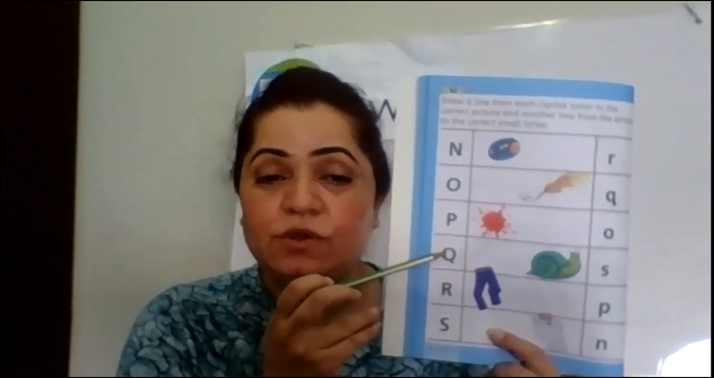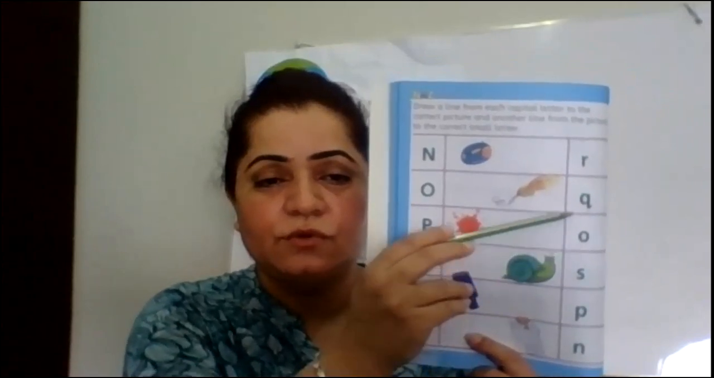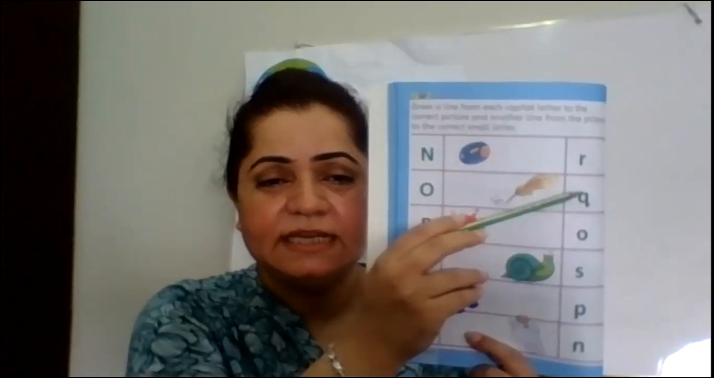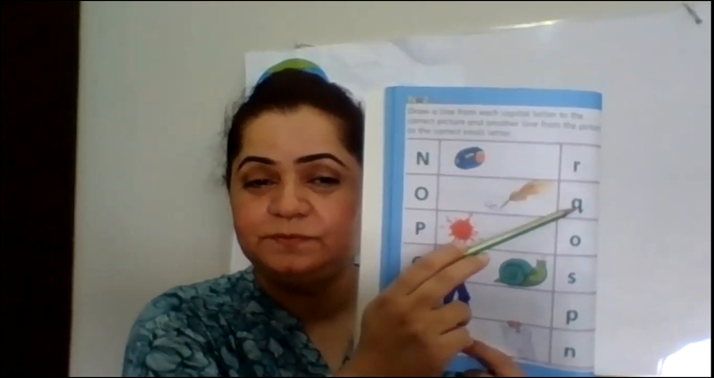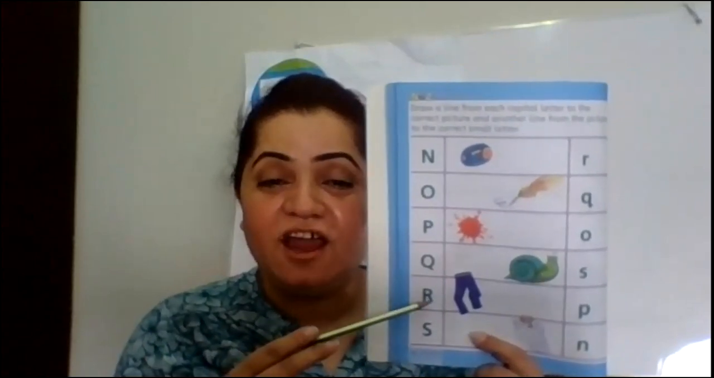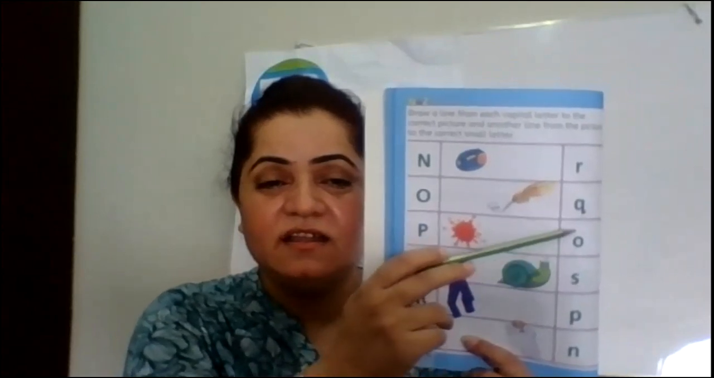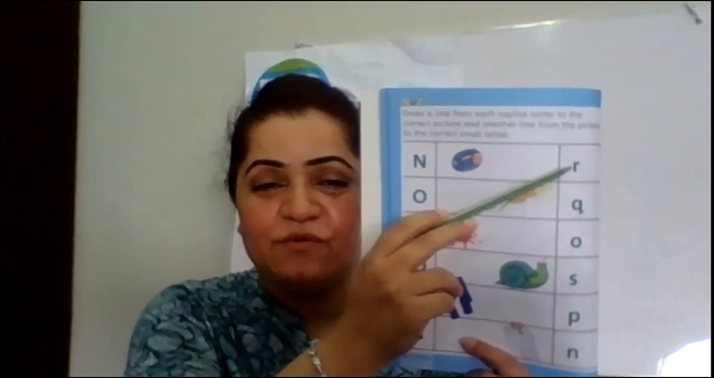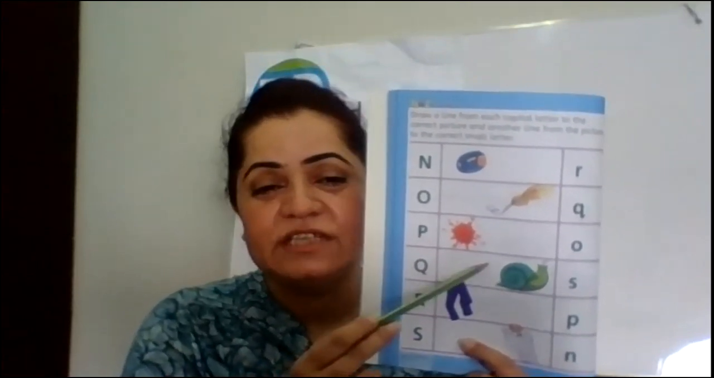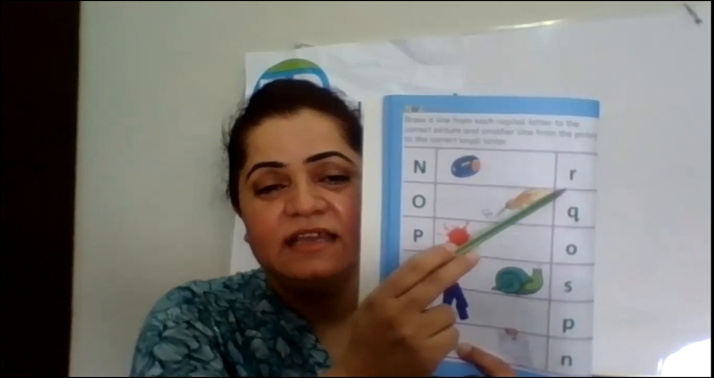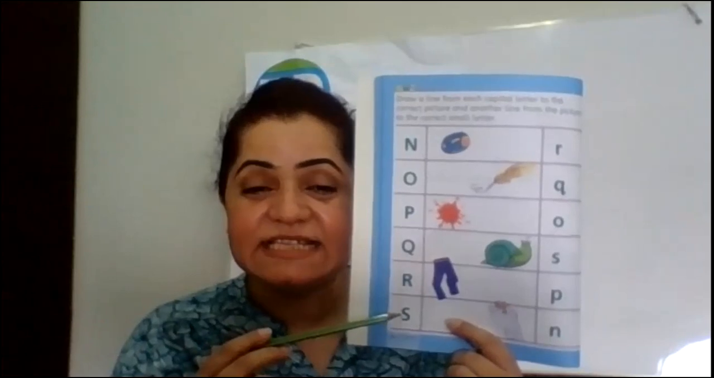Then we have Q, right? So we are going to look for Q. Here or here? Yeah, this. So we're going to draw a line towards small q. Okay, then R. And where can we find R? Yay, over here, R and R. So from the capital R, we are going to draw a line over here, right? Okay, that's great. And then S.